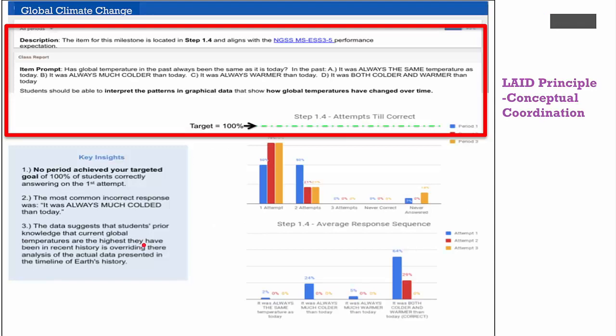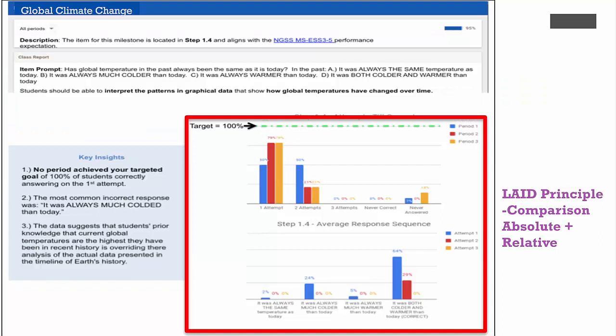So we've generated a mock-up of what a system integrated report might look like. And so again, drawing on the LAID principle, conceptual coordination, really foregrounding and highlighting the learning objectives, the standards, the prompt to anchor teachers' attention to what those learning objectives are. We also have restructured into a more graphical, visual representation to more quickly and easily support teachers in engaging absolute as well as relative comparison.